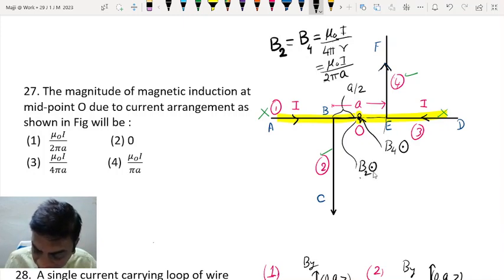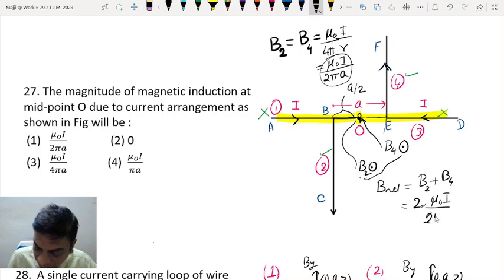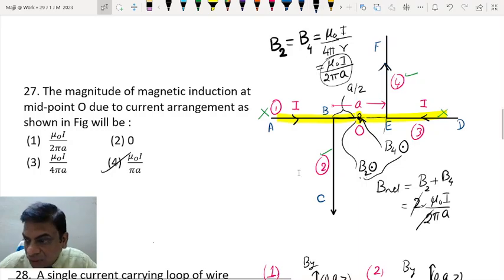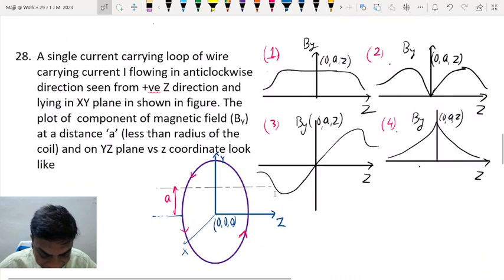Both being in the same direction, the resultant can be obtained by adding them, because when vectors point in the same direction, in order to calculate the magnitude of the resultant, you need to add them. So you have to double it since both are the same. So twice mu 0 I by 2 pi A. So the 2 gets cancelled. You are left with the fourth option. So the correct option is the fourth option. Then coming to the next question.